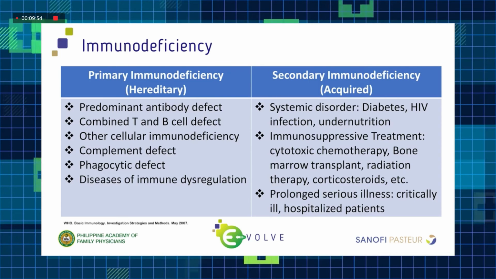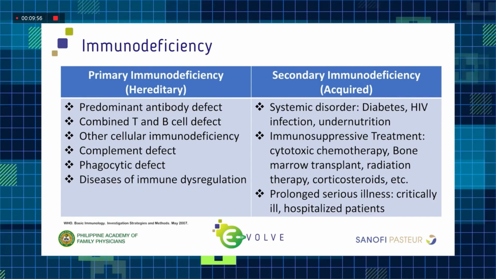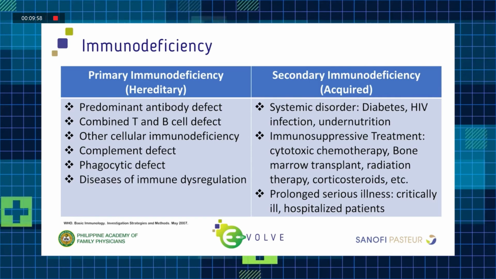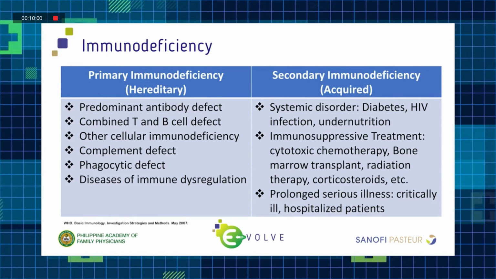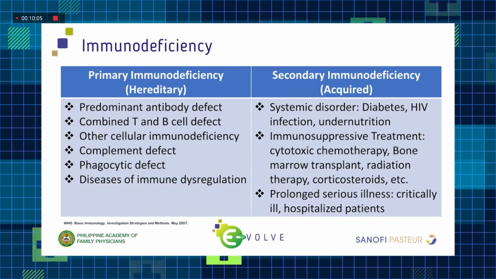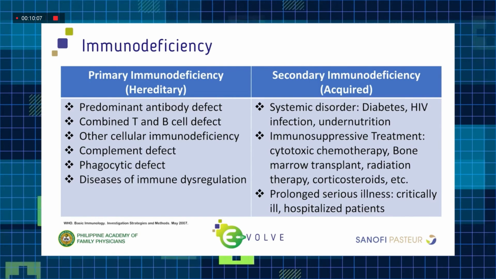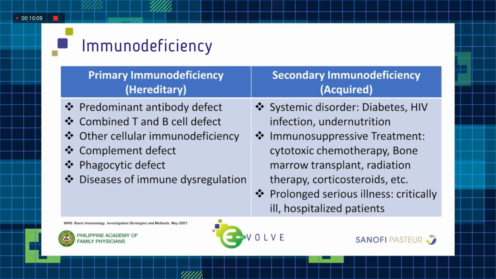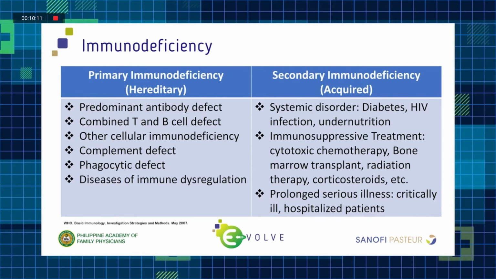Immunodeficiency can be congenital or primary, for example, a genetic abnormality or a defect in lymphocyte maturation. It can also be acquired or a secondary immunodeficiency that results from infections, nutritional deficiencies, or even diseases.